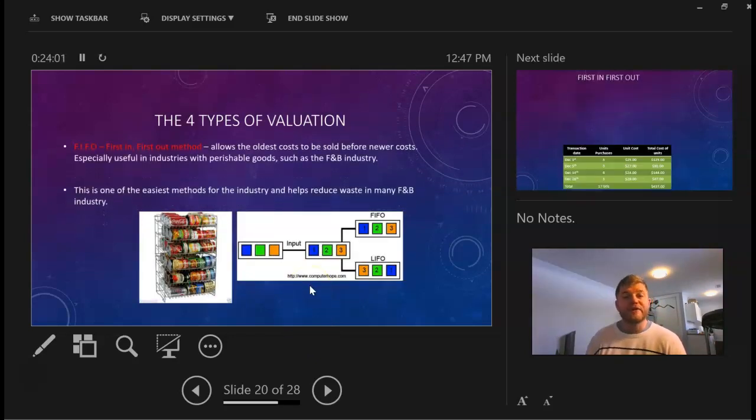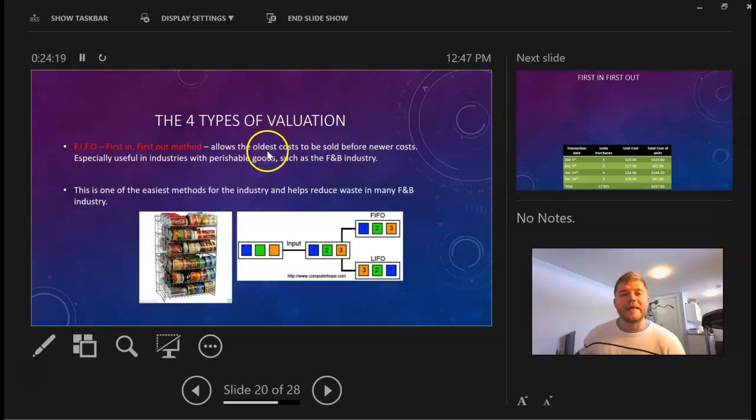Another one is the first in, first out method. This is not only an inventory valuation method, but also the way that we should be moving our food through our fridges. So the oldest product that we bought should be sold before the newer one. That just makes sense in a perishable environment.